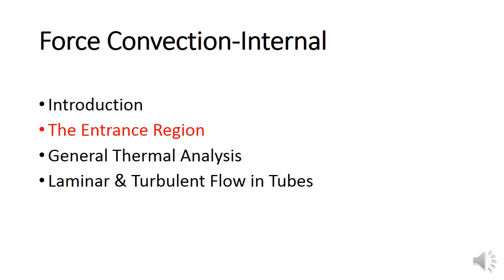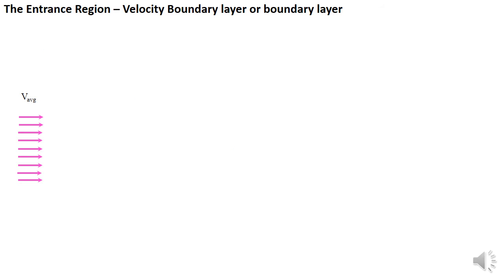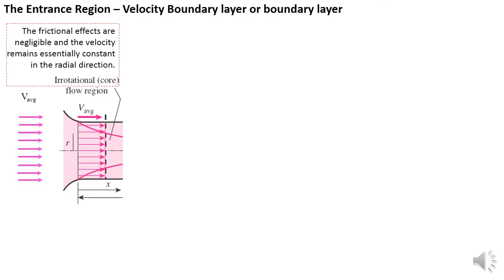In this video I'm going to explain the entrance region for forced convection internal. The entrance region, velocity boundary layer. First we assume there is a flow with an average velocity V, and then the fluid enters the pipe or tube.